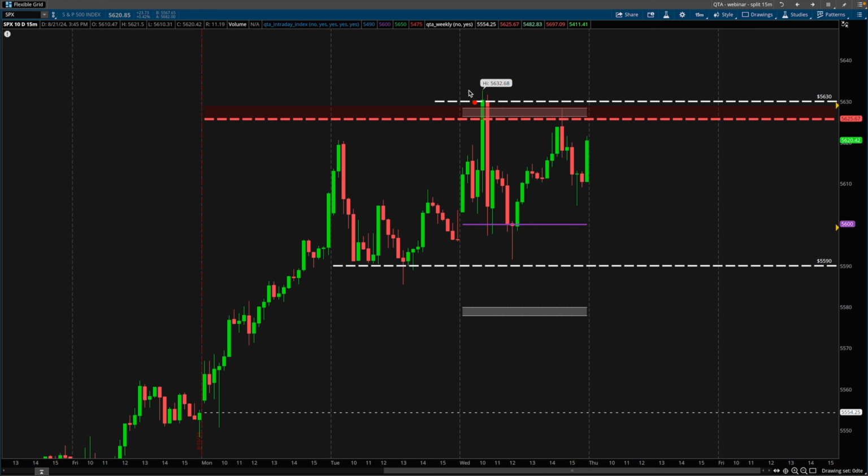When we layer that with the context of where we are on the charts, we are now at the Quant Trading App intraday zone. We are also at the Quant Trading App weekly resistance level. We also know where the NASDAQ is at this point. We also know where the SPY is at this point.